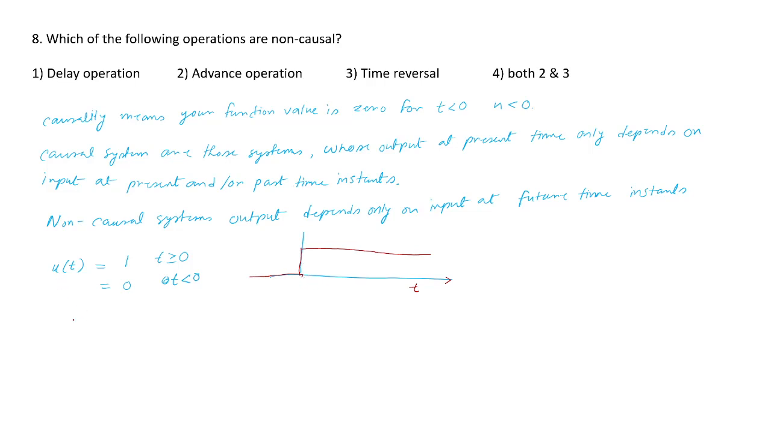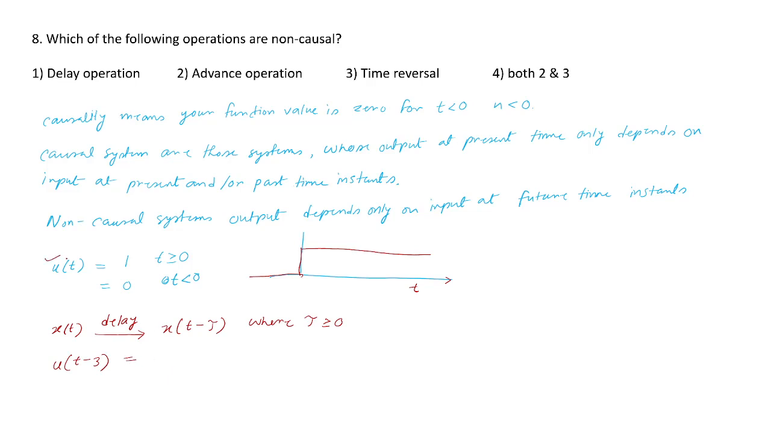Now the delay operation is something like this: when you have a function x(t), the delay operation results in x(t minus tau), where tau is greater than or equal to 0. So let us consider the delay operation on u(t) when tau is equal to some positive value, let's say 3. So let's consider the effect on the function values of u(t minus 3).